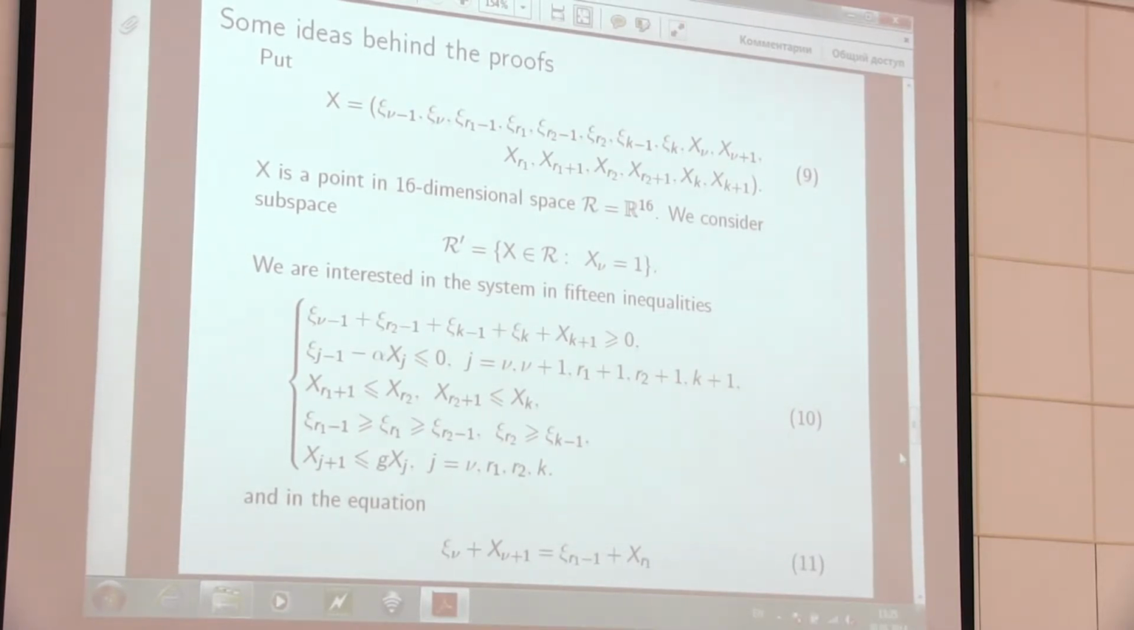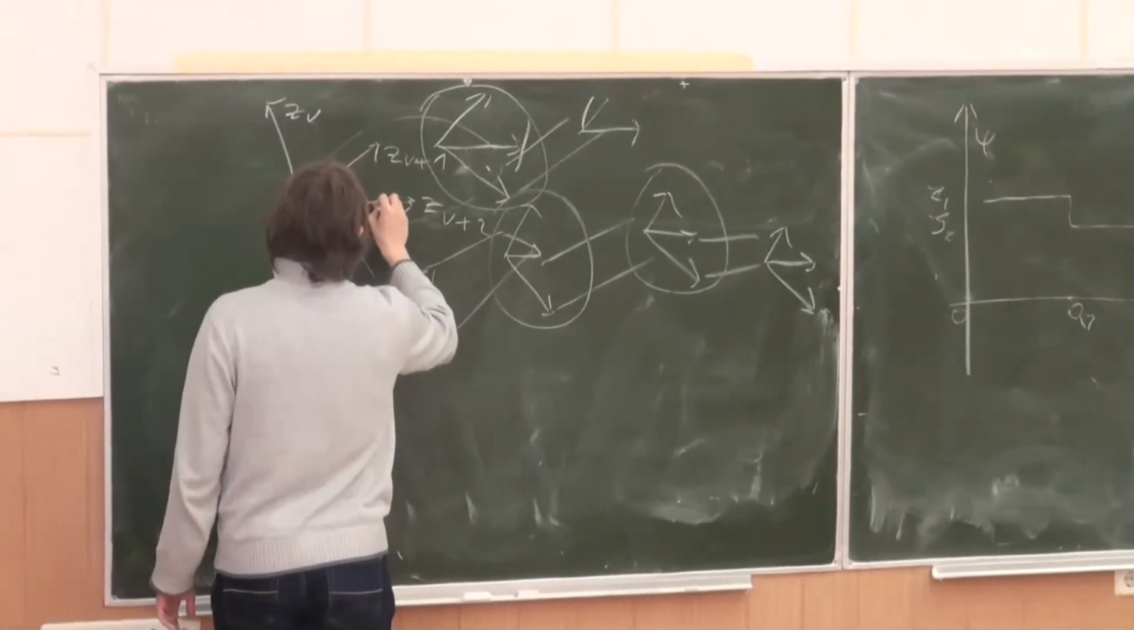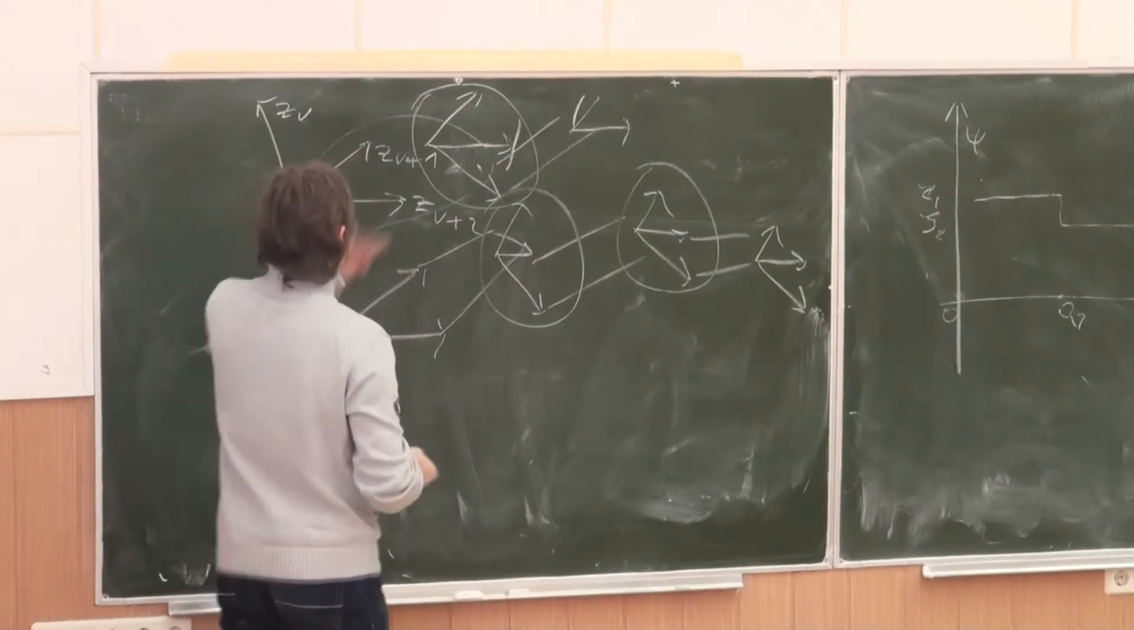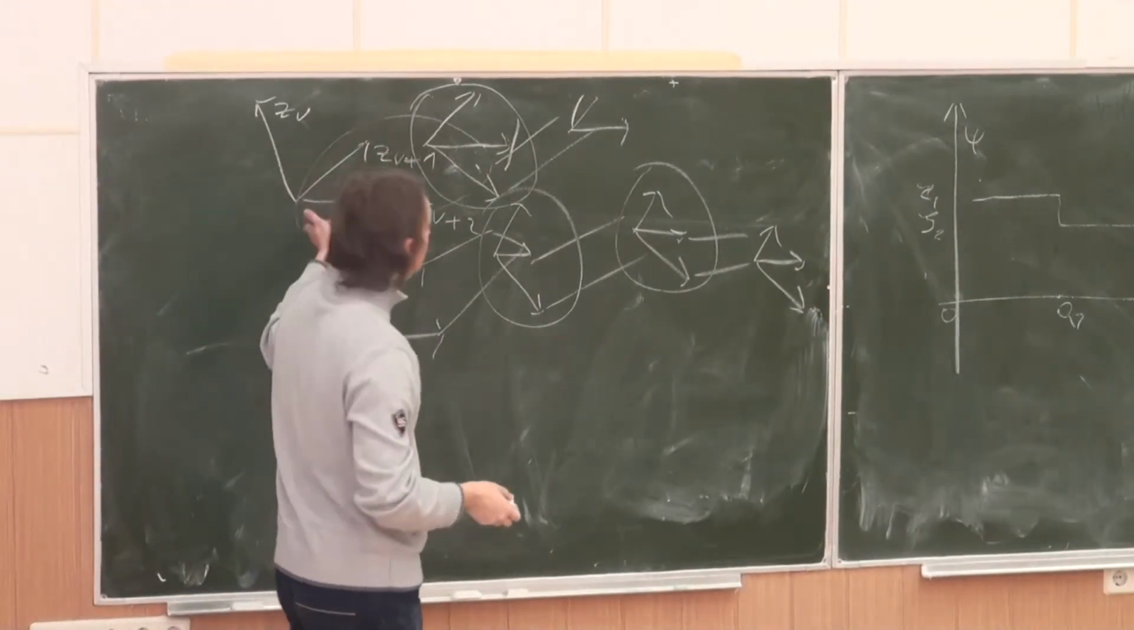And what do we have? We have a system of 15 inequalities and one equation. This equation means that these two vectors and these two vectors lie in a common two-dimensional plane.